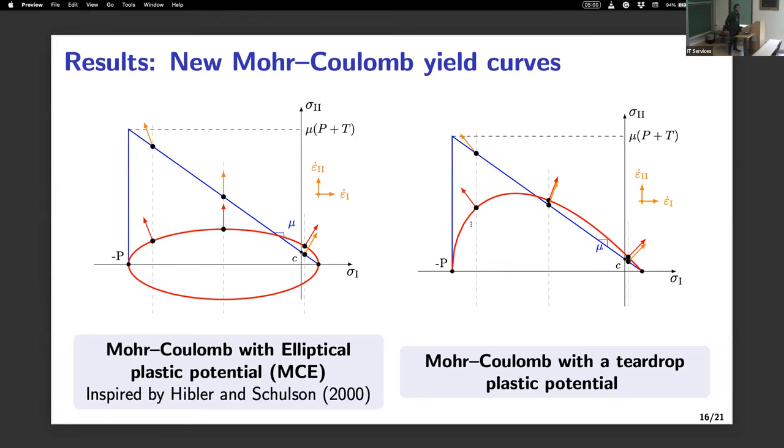Hi, Damien. Thanks for the interesting talk. I have one question. Did you find any difference in simulating CS thickness when you update the MC with the parabolic yield curve? If I see differences in the CI thickness? Yeah, or other CS characters.